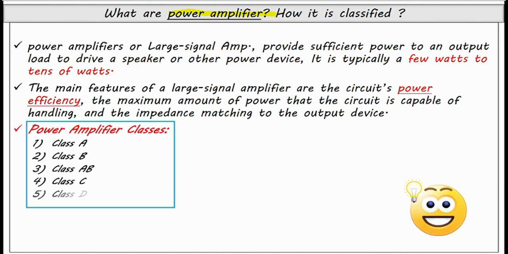Power amplifiers are also called large signal amplifiers. They provide sufficient power to the output load to drive a speaker or other power devices. The output power can be from a few watts up to tens of watts. The main feature of large signal amplifiers is the circuit's power efficiency. It is the maximum amount of power that the circuit is capable of handling, and the impedance matching to the output device.